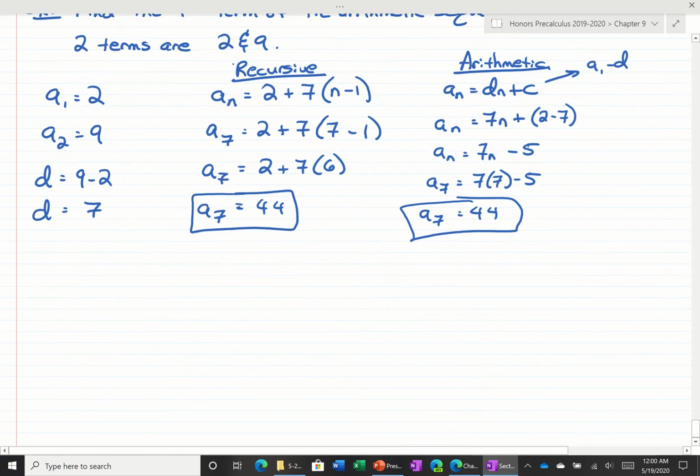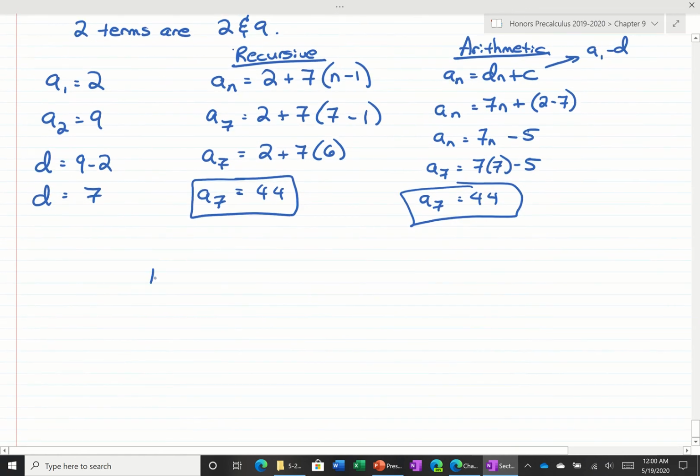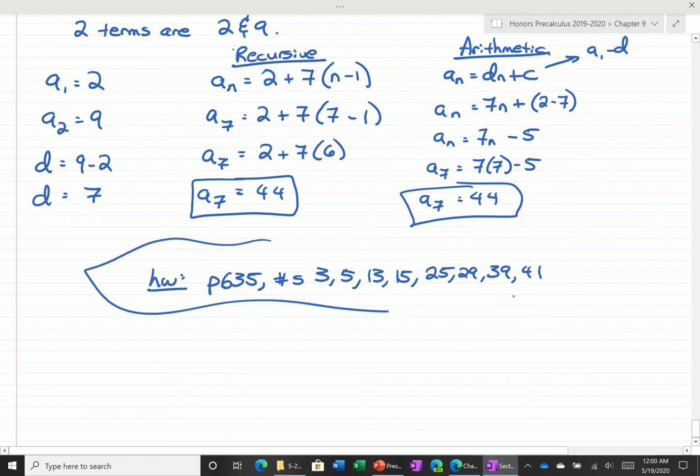So for homework, what I would like you to do is please try on page 635. I'd like you to do numbers 3, 5, 13, 15, 25, 29, 39, and 41. All right, good luck.